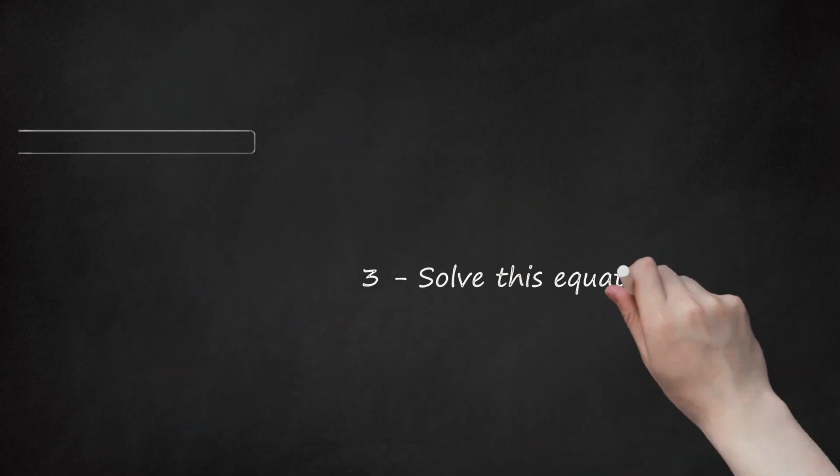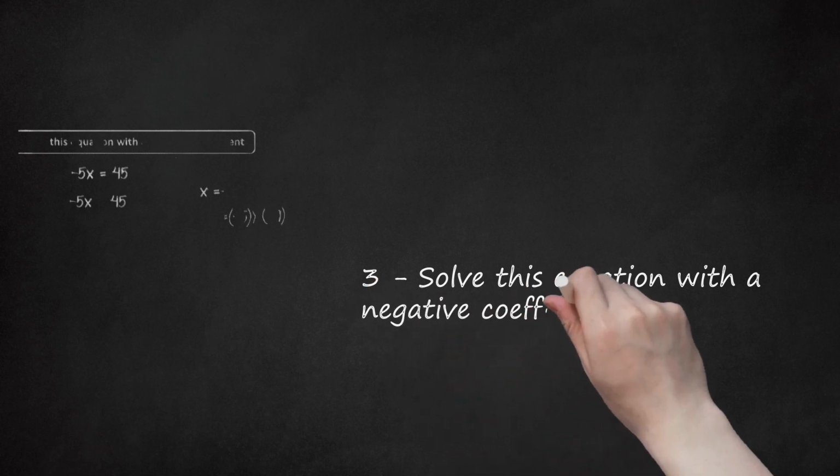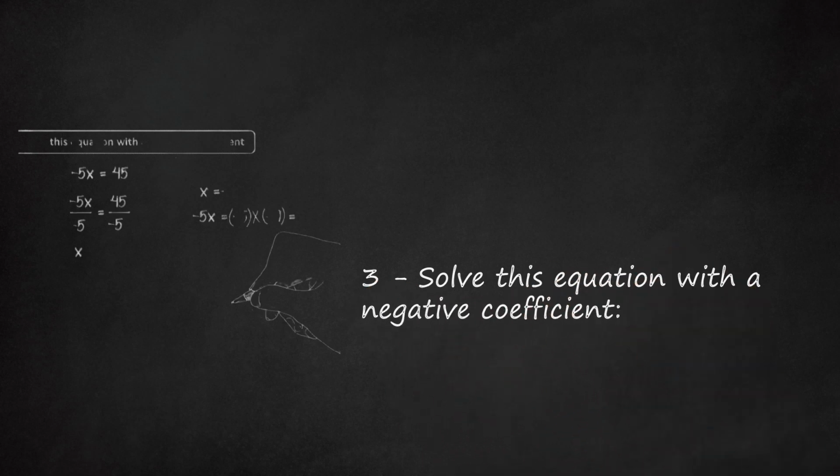3. Solve this equation with a negative coefficient. -5x = 45. Since the variable is multiplied by -5, to isolate the variable you must divide each side by -5. Remember that dividing a positive number by a negative number equals a negative quotient.